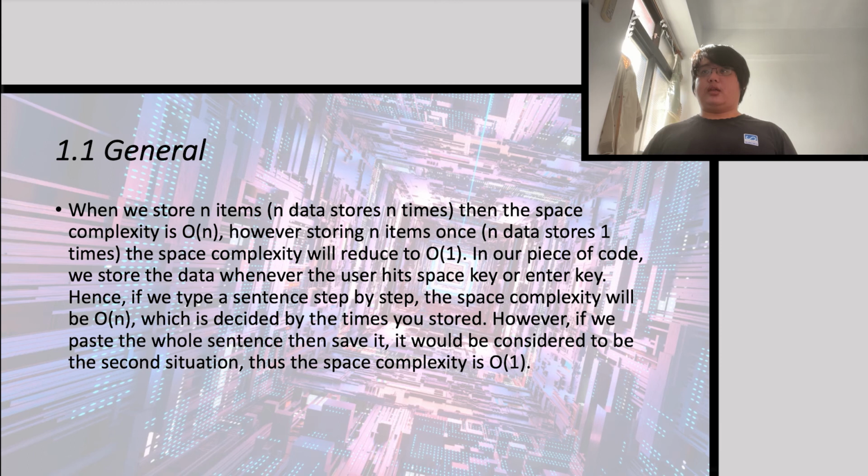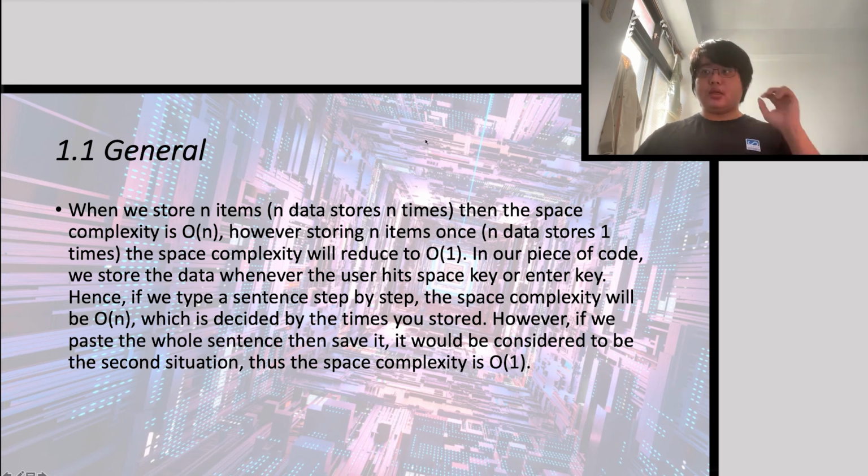Then the space complexity is going to be O(n) because we store n times. However, storing an item once means n data is stored one time. For example, if you just copy and paste something and save it once, that's a lot of things stored in one space. So the complexity of that will reduce to O(1).